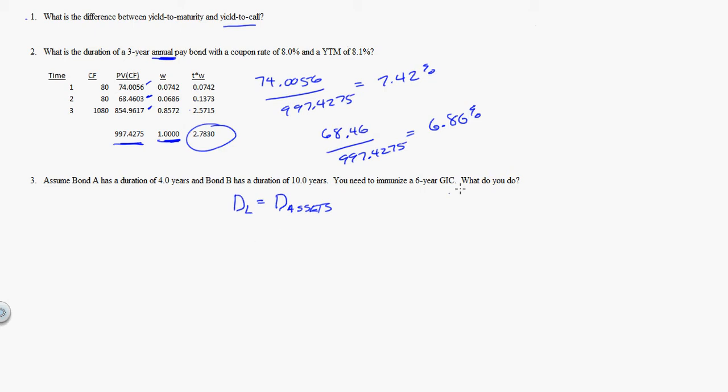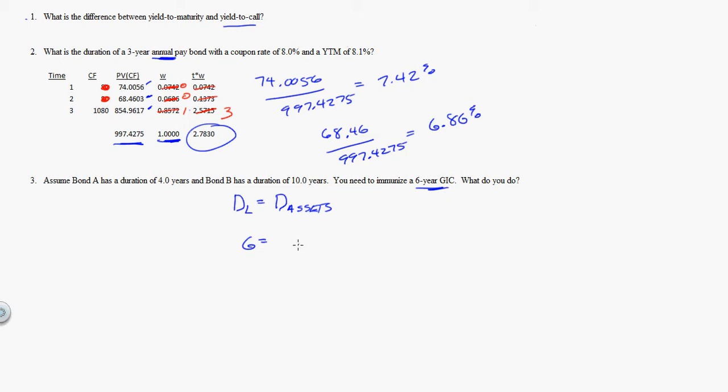So my liability is a GIC. A GIC has a 6-year duration. It's a 0 coupon, right? And just real quickly here, if this were 0 coupon, if that were 0 and that were 0, then this weight would be 0, this weight would be 0, right? And this would be 1. So the whole value of the bond comes in the last year, and that would be 3. So the short version of proving it: if it's a 0 coupon bond, the duration is equal to its maturity.